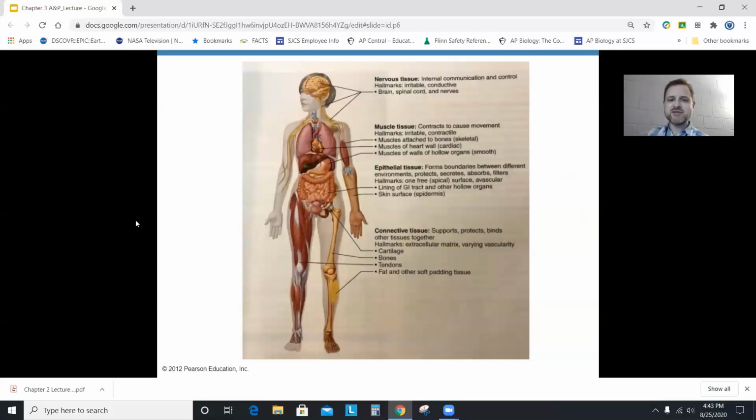This is a picture from the end of the chapter that just shows all four tissues. It's a good summary. It says what they are, it says what they're doing, and gives examples.